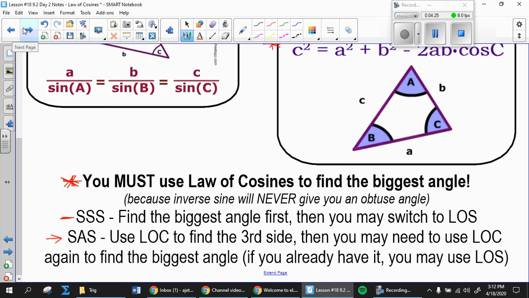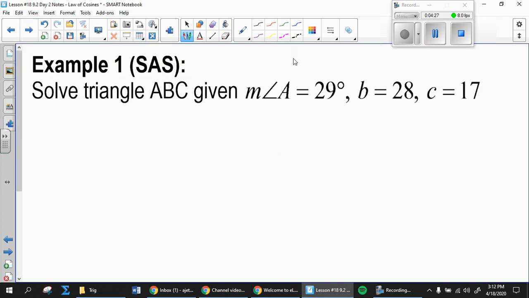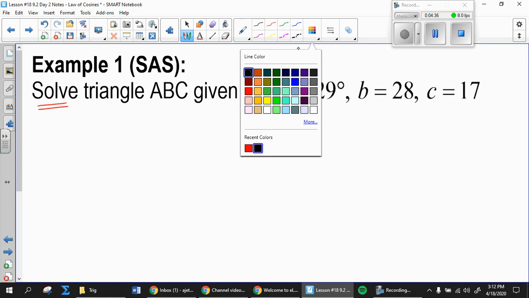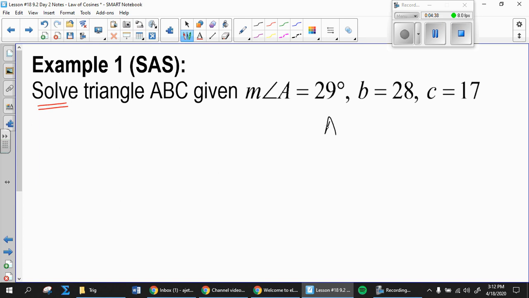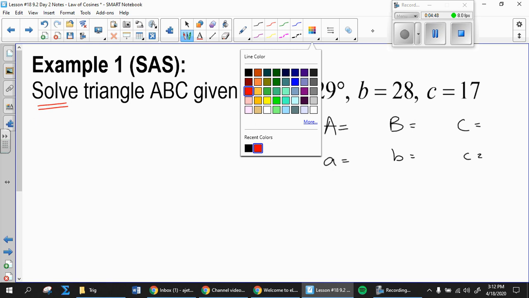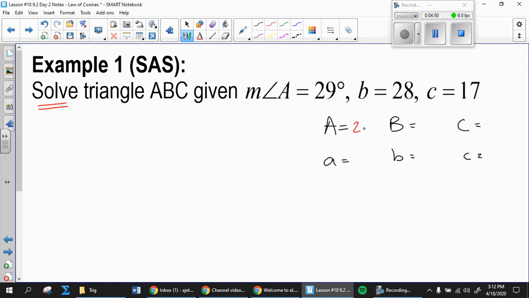All right, let's do an example. First one, same thing. It's telling us to solve the triangle here. I want to see what I already know, so I'm going to list out my three angles and my three sides, like we've done before. It gives us angle A is 29 degrees, side B is 28, and side C is 17.